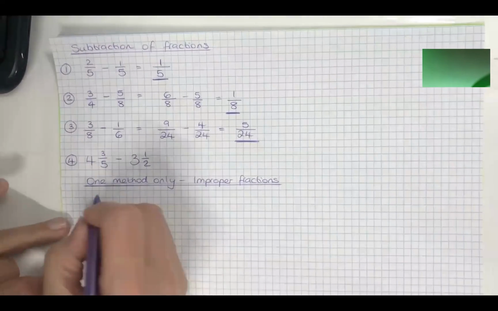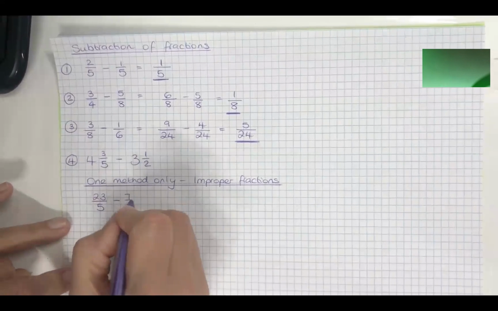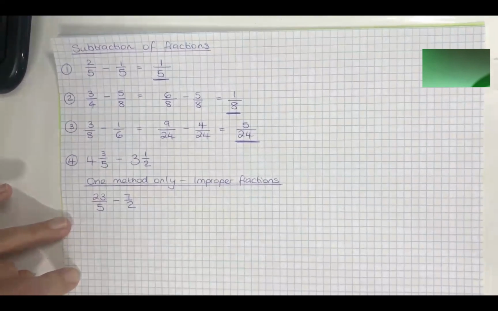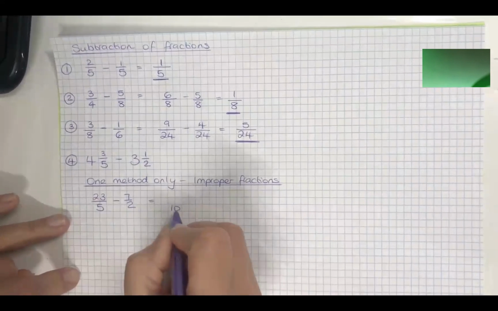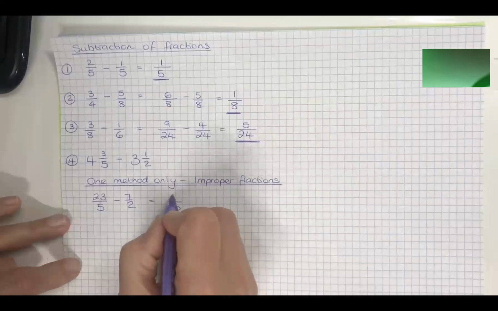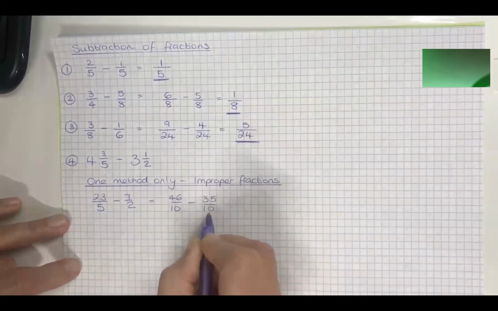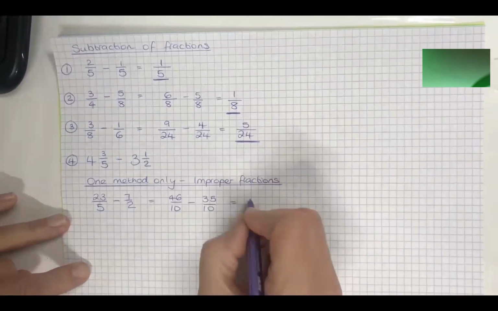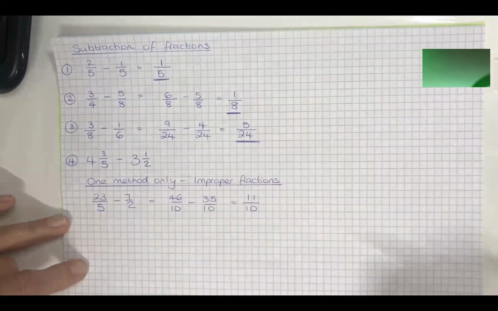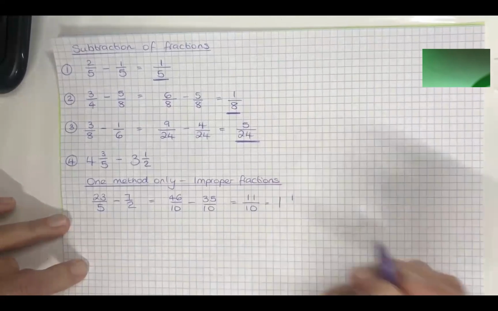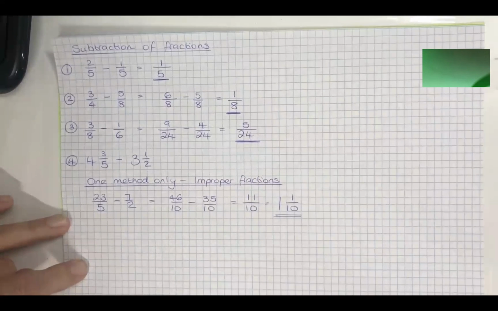So we've got 23/5, and we're subtracting 7/2. We need to have a common denominator. Again, the same as we did for addition. 10 is our common denominator. So we've got 46/10, subtract 35/10. 46 subtract 35 leaves me with 11/10. How many times does 10 go into 11? Once, remainder 1. So our answer is 1 1/10.